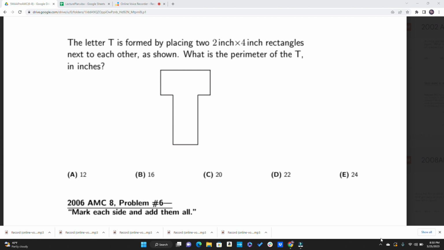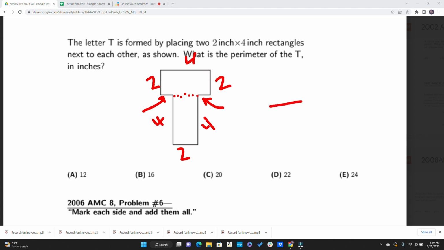Okay, we've got the letter T, formed by placing two 2-inch by 4-inch rectangles next to each other. What is the perimeter of T? Okay, so we know it's 2-inch by 4-inch rectangles. So the longer side is going to be the 4-inch and the smaller side is the 2-inch. And here we can draw the boundary between the two rectangles. Right? So let's look at the first one. Small sides are going to have length 2. Large sides have length 4. And now we're just missing something, right? We're missing here and here.